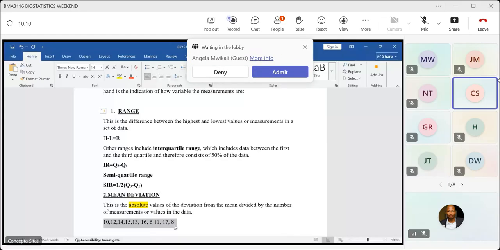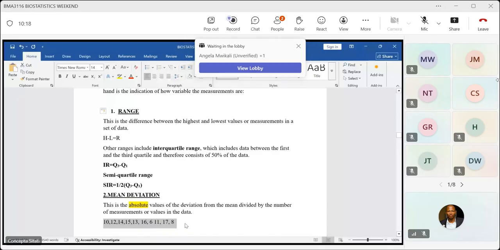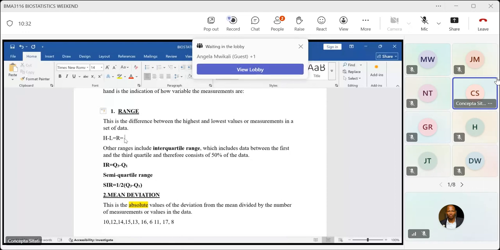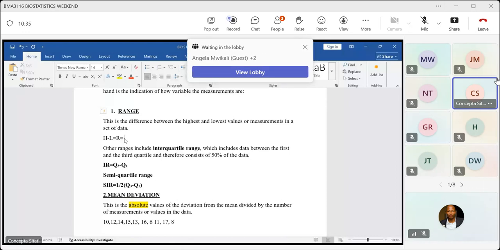In that data, what is the highest value? 17. And the lowest value? 6. So our range there will be 17 minus 6, which is 11. That is our range.